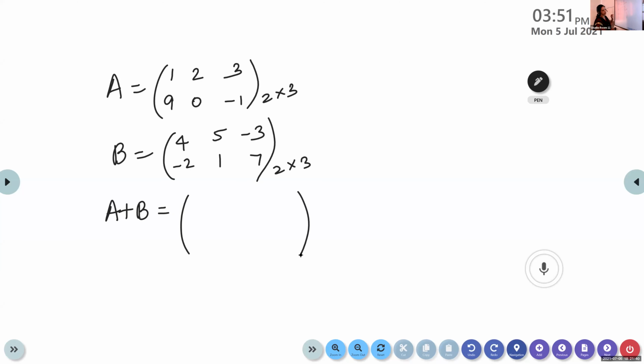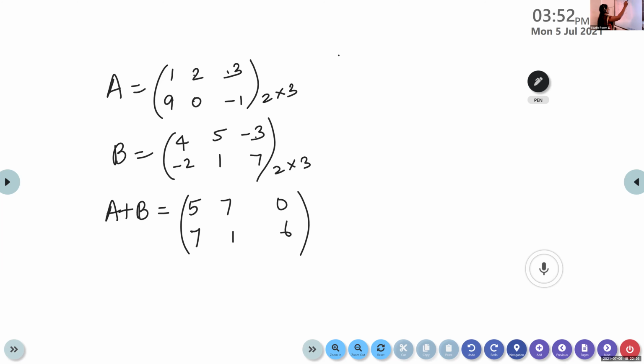Add the corresponding entries. 1 plus 4 is 5. Then 2 plus 5, 7. 3 plus minus 3, 0. 9 minus 2, 7. 0 plus 1, 1. Minus 1 plus 7, which is 6. Is it okay? Is it clear? Is it okay, Femina? Shubham? Yes, ma'am. Okay. Is it okay, children? We add the corresponding entries.